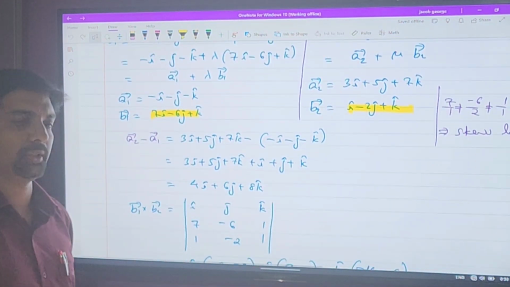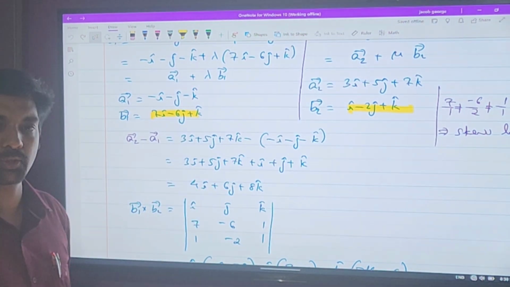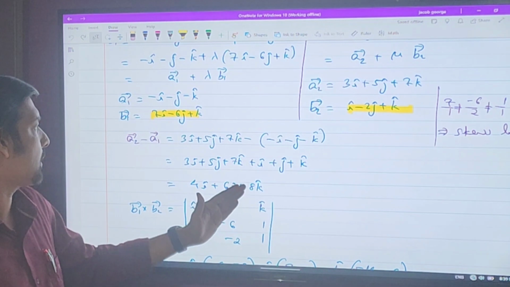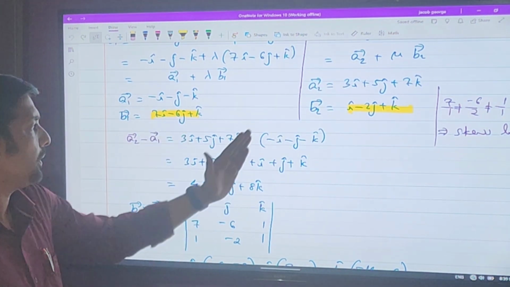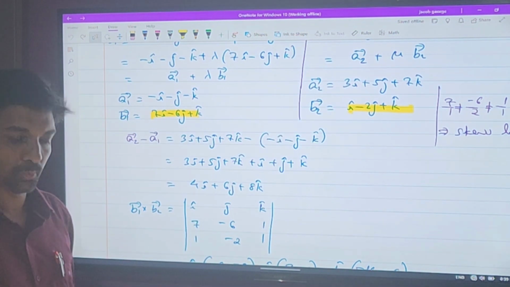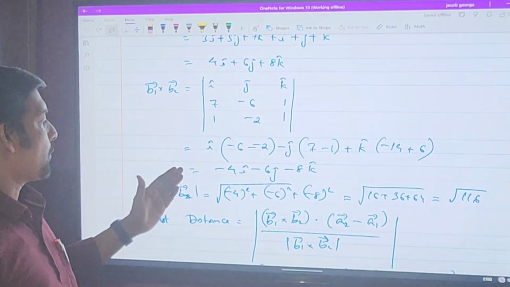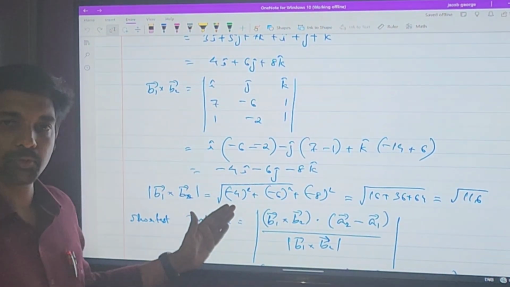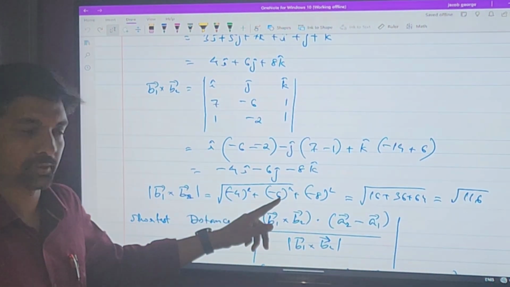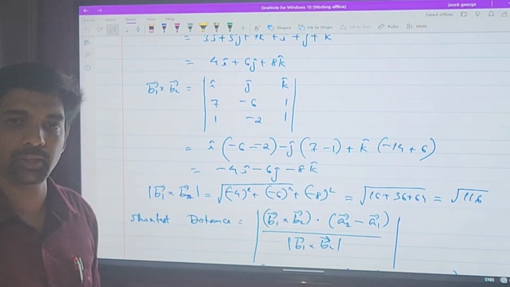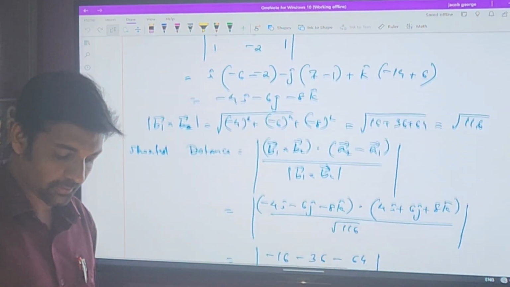So then we have to find vector a2 minus a1. Then b1 cross b2 as a determinant. First row is I cap, j cap, k cap. Second row from vector b1: 7, minus 6, 1. Third is 1, minus 2, 1. And then we have to open the determinant, and b1 cross b2 we found. Then modulus of b1 cross b2 is root of minus 4 square plus minus 6 square plus minus 8 square, root of 116. Then we have to write the shortest distance formula and substitute.